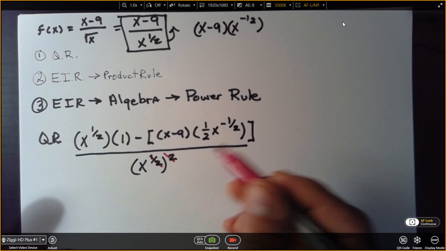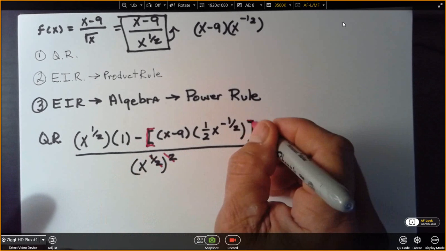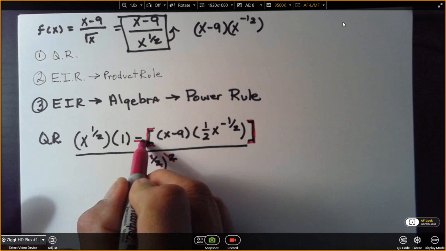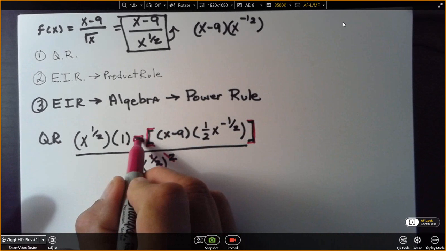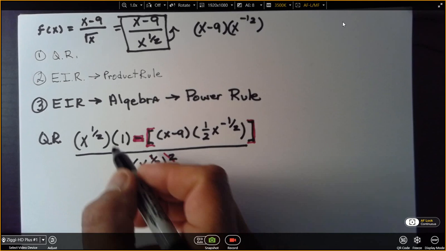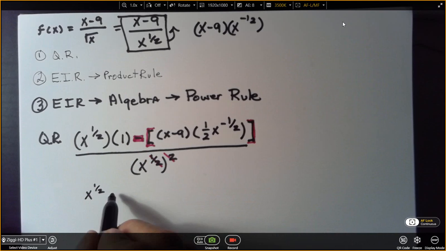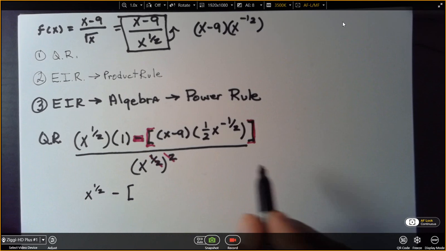Also, since I got my marker out, this is important. Why is this important? Because of this guy right here, that guy right there will cause all kinds of trouble. So that's why I put brackets out in front. Okay? Everybody with me so far? So, this comes out to be x to the 1/2 minus brackets. I'm going to go ahead and clean this up.